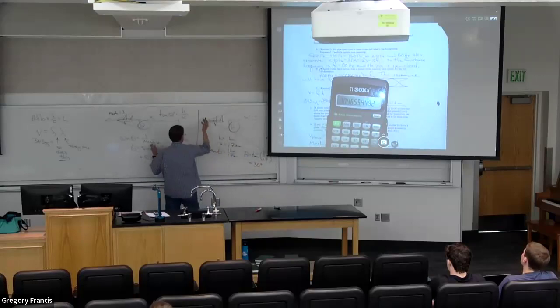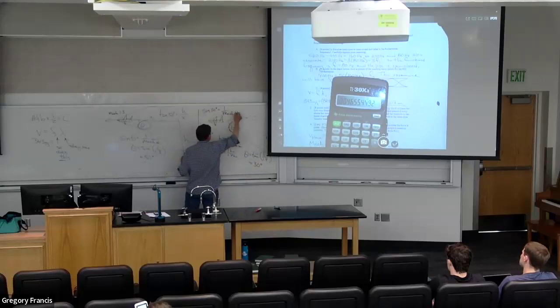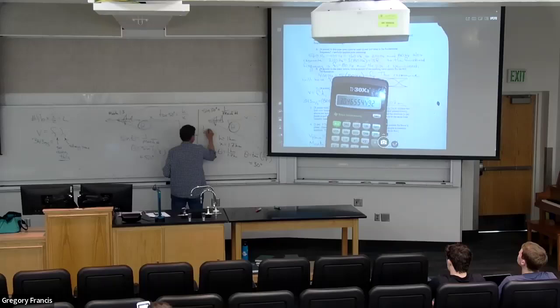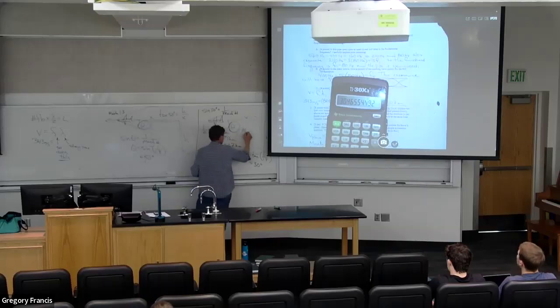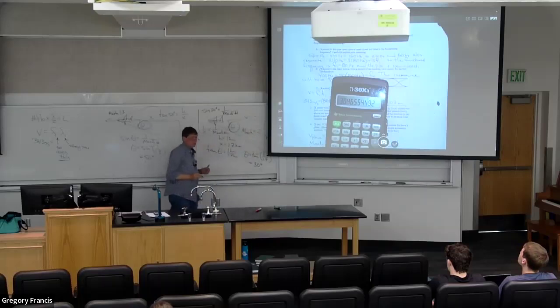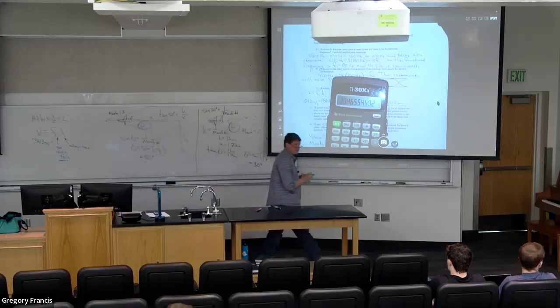Now I use my Mach cone formula. The sine of 30 degrees is equal to 1 over the Mach number. Well, the sine of 30 degrees is 1/2. That's equal to 1 over the Mach number. Well, that means the plane is going Mach 2, or twice the speed of sound.